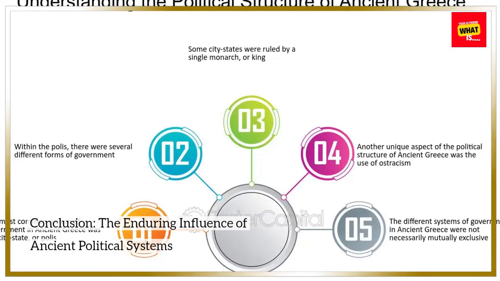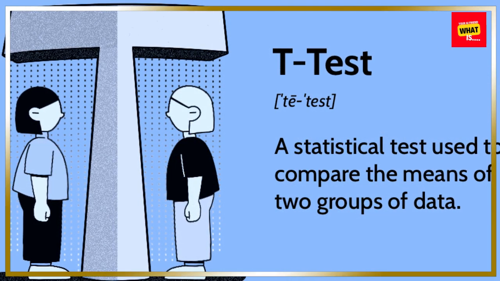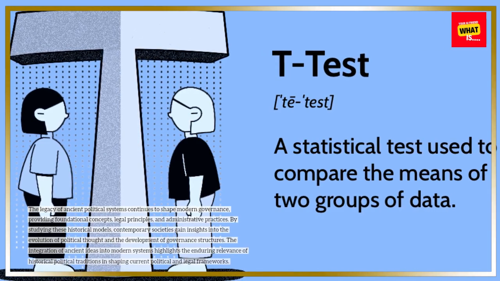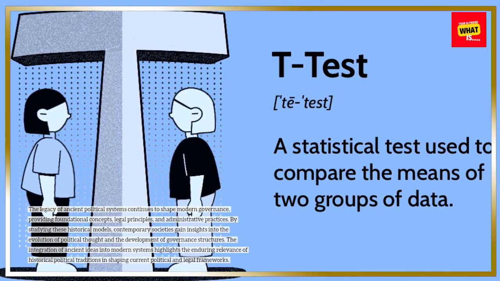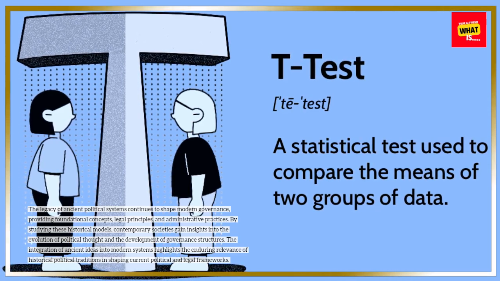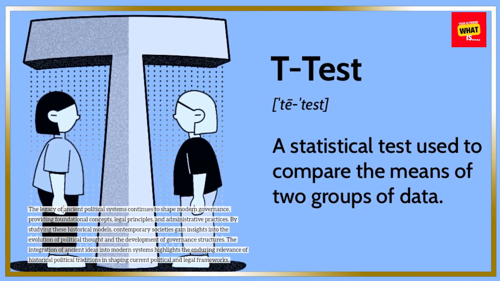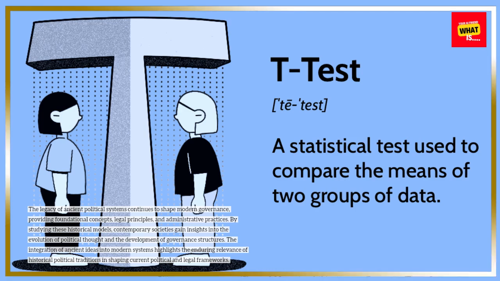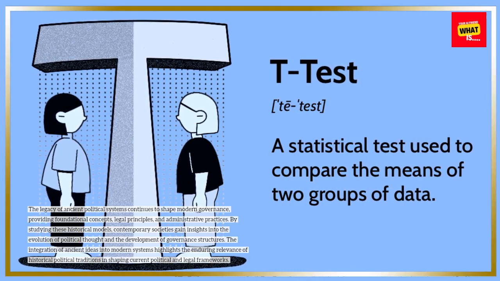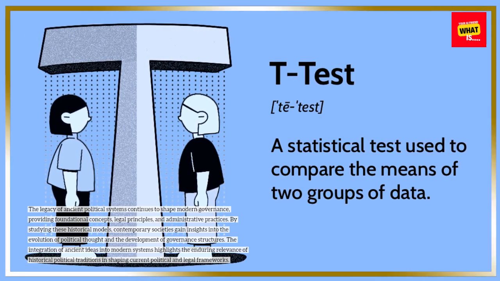Conclusion. The enduring influence of ancient political systems. The legacy of ancient political systems continues to shape modern governance, providing foundational concepts, legal principles, and administrative practices. By studying these historical models, contemporary societies gain insights into the evolution of political thought and the development of governance structures. The integration of ancient ideas into modern systems highlights the enduring relevance of historical political traditions in shaping current political and legal frameworks.